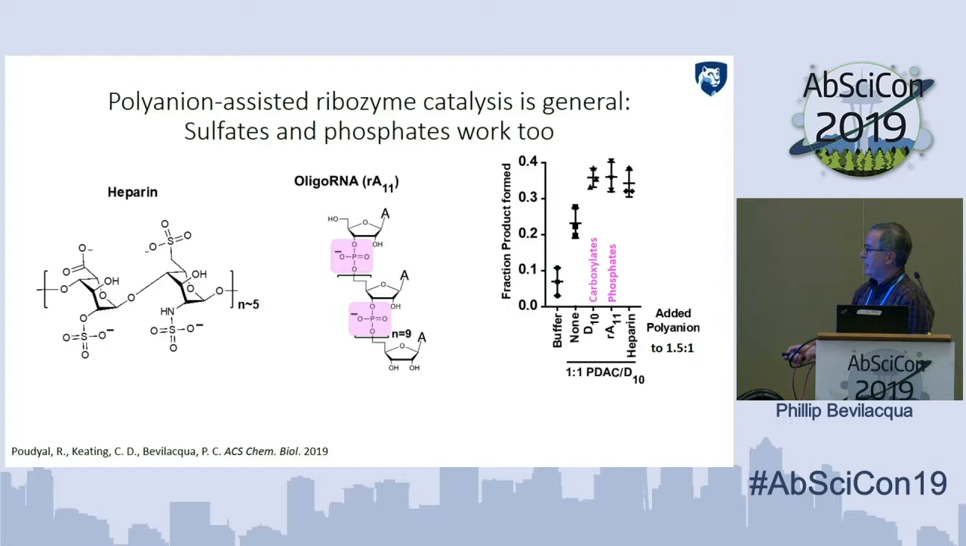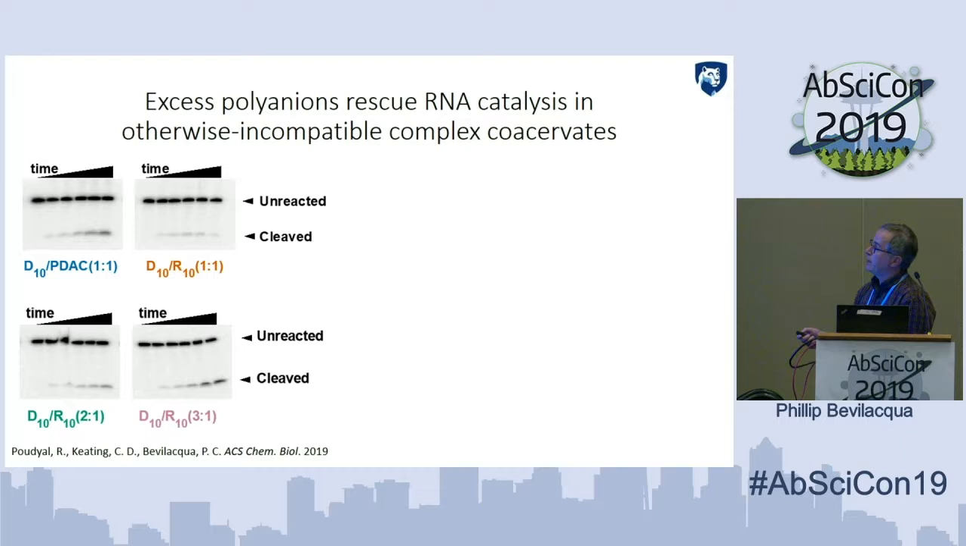This is by adding half of an equivalent excess of the polyanion. It also works with sulfate, and here this is heparin, and this also enhances the reaction. So then in the last data slide that I have, we're going to test whether excess polyanions can rescue RNA catalysis in otherwise incompatible complex coacervates.